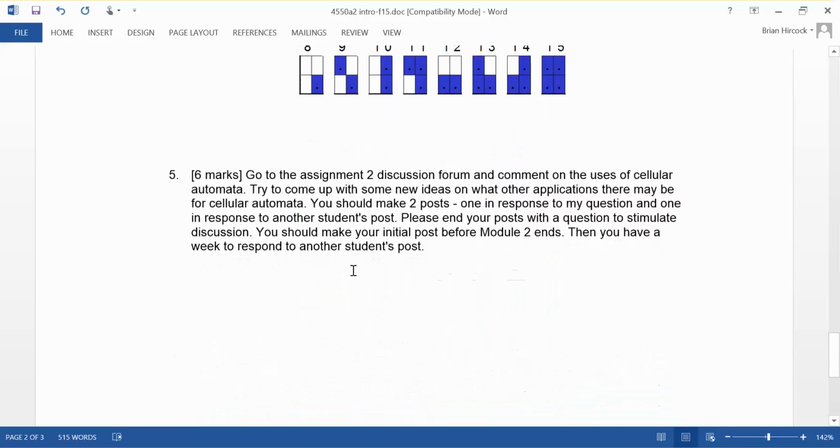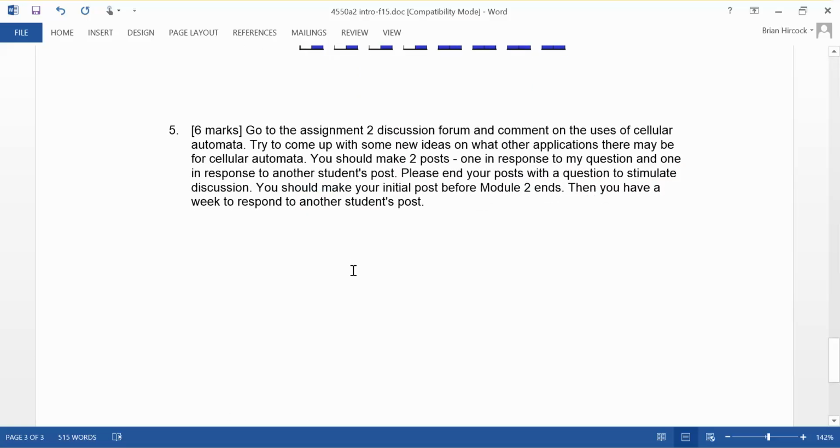Finally, the last question is your discussion question. This is try to come up with some new ideas as to what applications there are for cellular automata. In the notes, I mentioned lots of possible uses. I want you to think about some of those, comment on the uses, and try to come up with some new uses for CAs. There's lots and lots of uses for them.